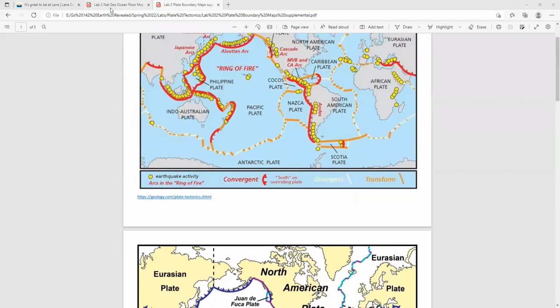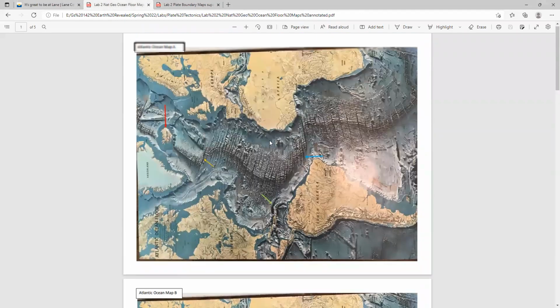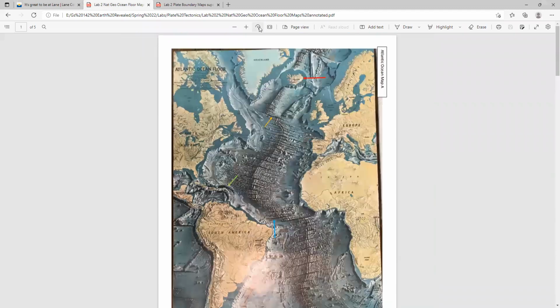Oops, wrong one. We gotta get over here. And then let me rotate this. Okay, so here's Iceland, right? Here's the mid-ocean ridge right here. And Iceland is also a location of a hotspot. So it's got lots of volcanic activity, and it's built up tall enough that it actually is a pretty good sized piece of land out there.